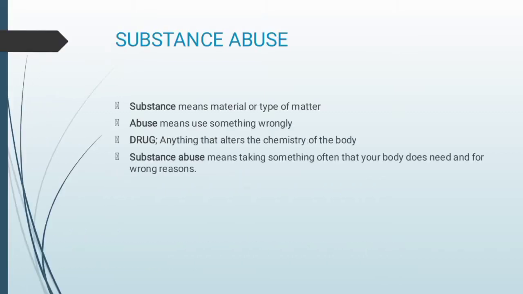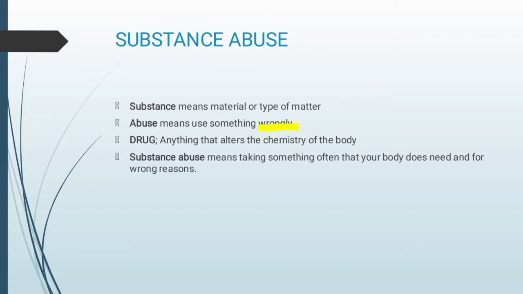Let us first understand what substance abuse is. What is a substance? A substance means a material or any type of matter. It can be in solid form, in liquid form, in gas form, as long as it's a thing. It's a substance. Now, abuse means what? Abuse means use wrongly. Take note of the word there, wrongly. To abuse is to use something wrongly.